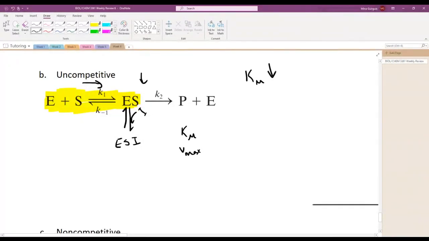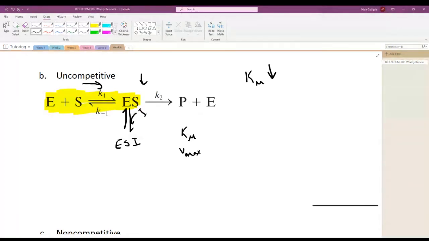Okay? Does that make sense? Are we okay with that kind of explanation? Yes, okay, awesome. So Km decreases. What about Vmax? Okay, so Vmax is kind of weird in this case.